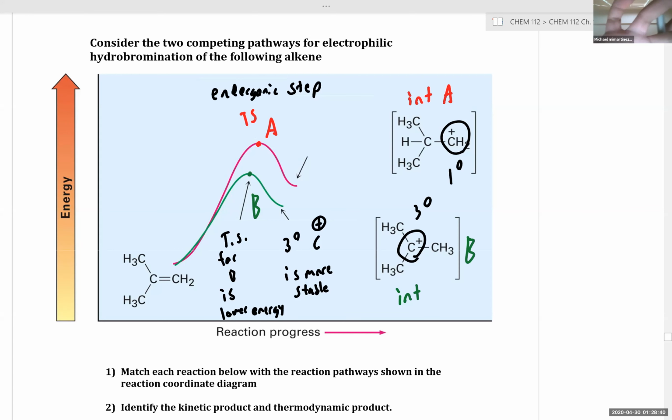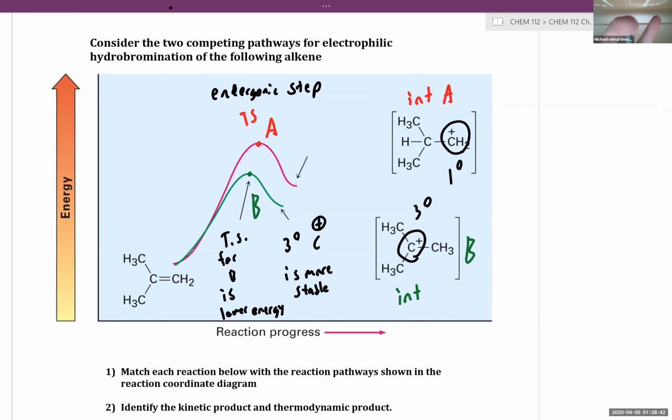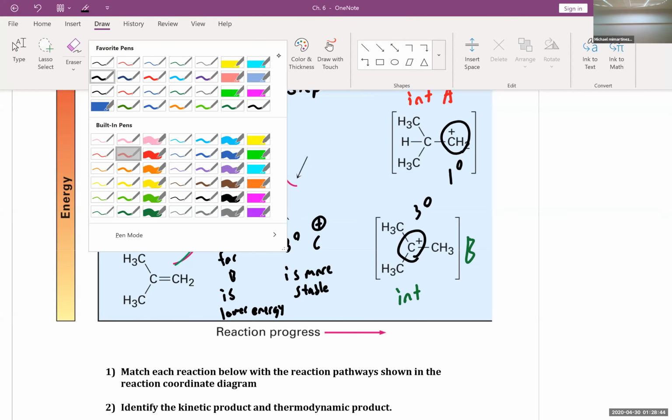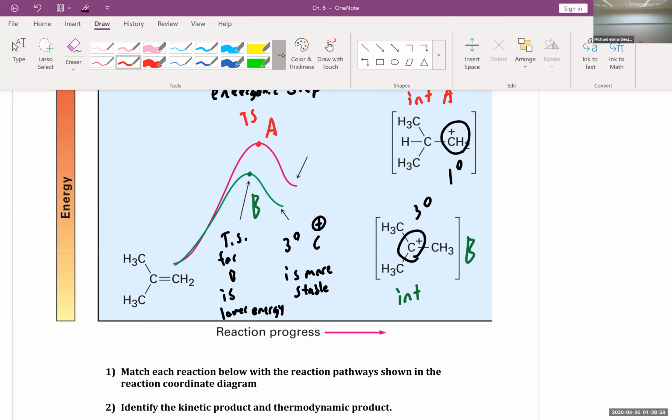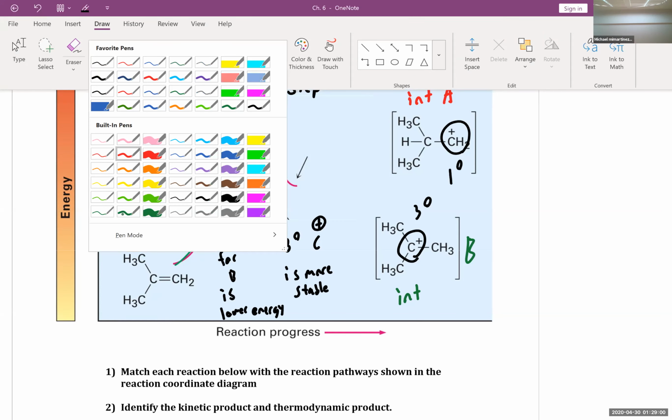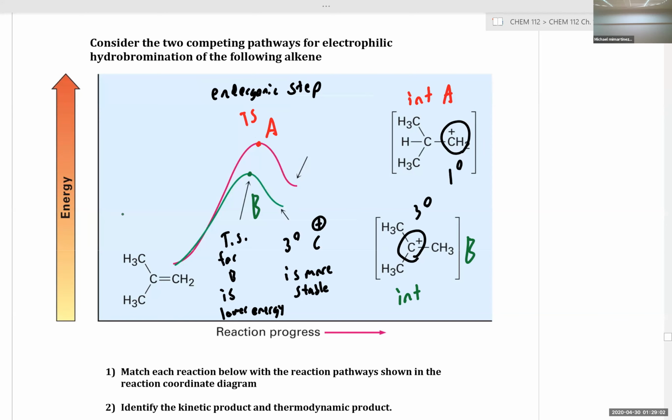Okay, now let's try and classify. Let's try and think for a moment. What would we call A? Is A the kinetic, thermodynamic, or neither? So what's the kinetic product in this case? What product is preferred based on activation energy? B, yep. So B is the kinetic product.